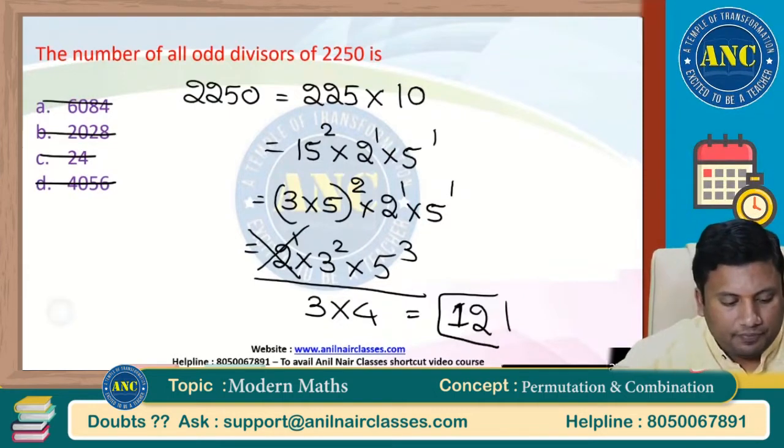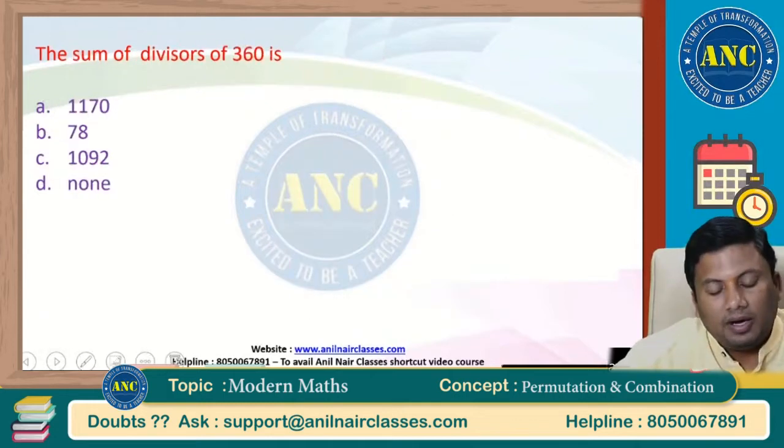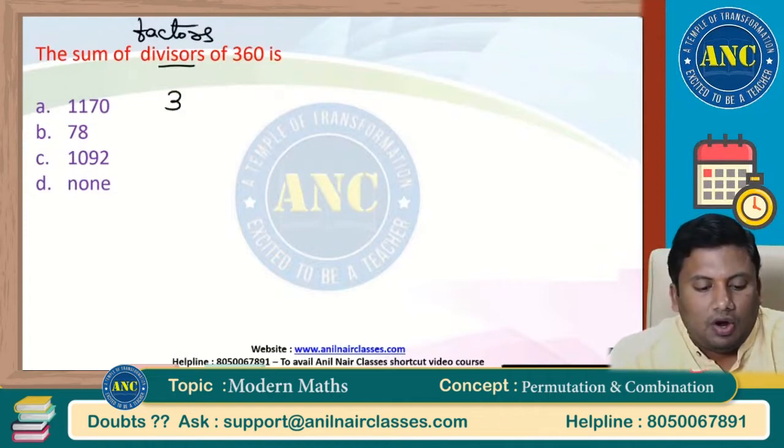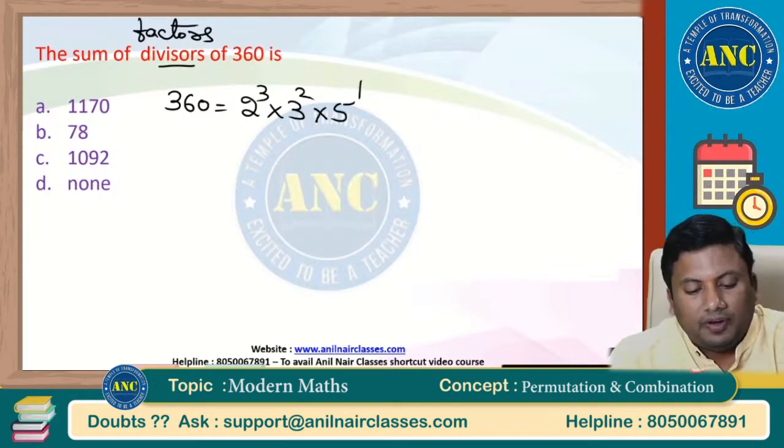Now, sum of the divisors. Divisor is nothing but a factor. How to find out the sum of the factors? Already we have seen. 360 is nothing but 2 cube into 3 square into 5 power 1.